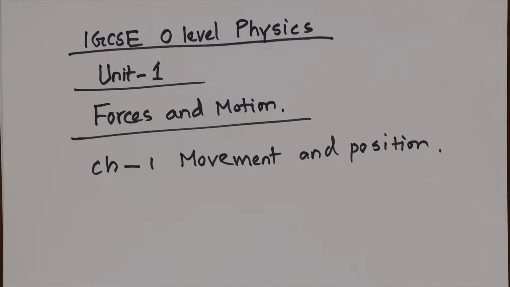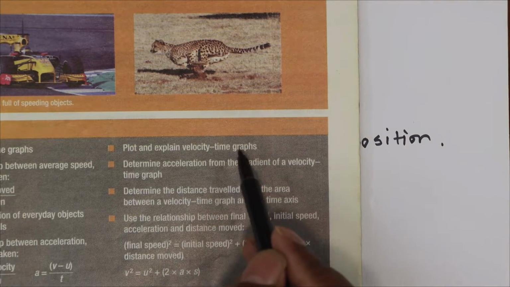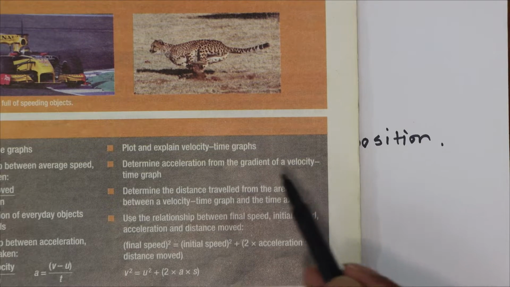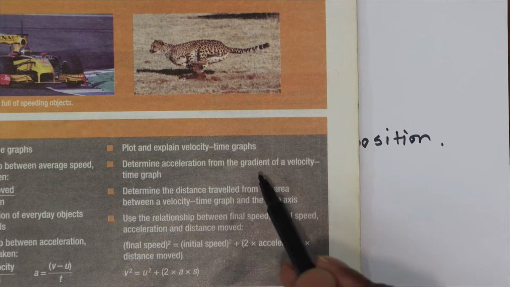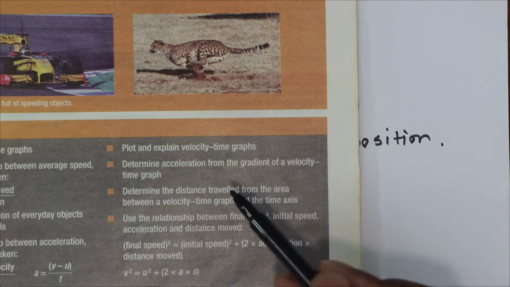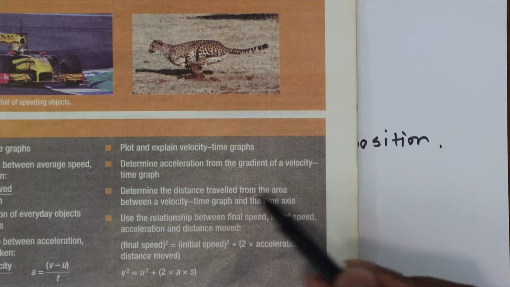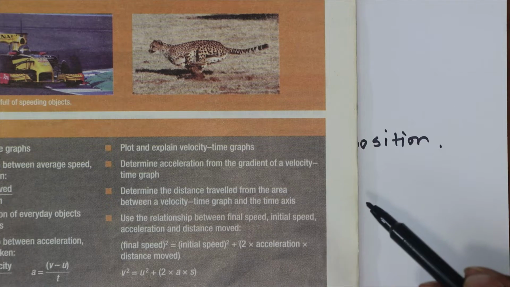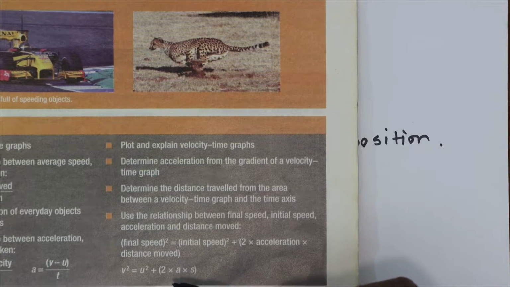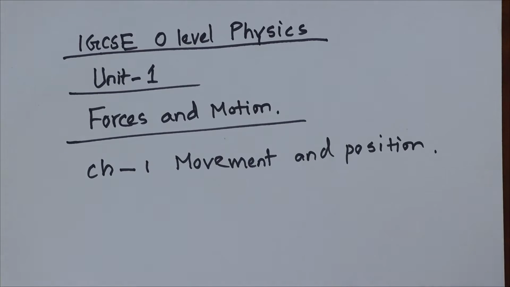You also can plot a velocity time graph, and you can determine the acceleration from the gradient or slope of the velocity time graph. Determine the distance traveled from the area under the velocity time graph. You can use the final formula v squared equals u squared plus 2as. After finishing this chapter, you will learn this.